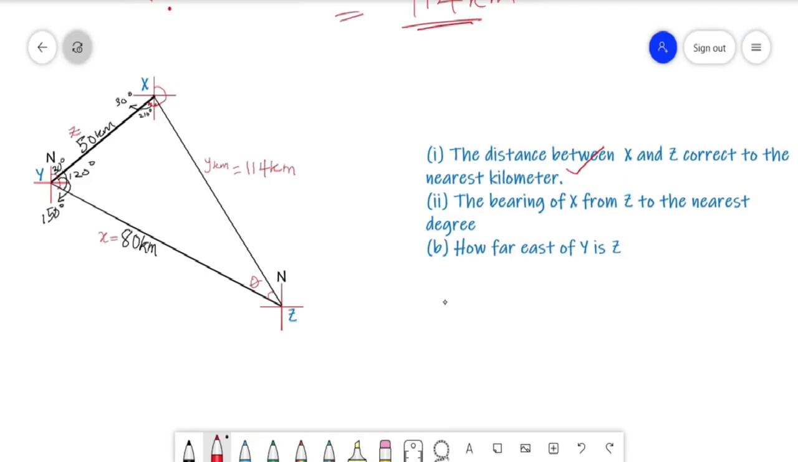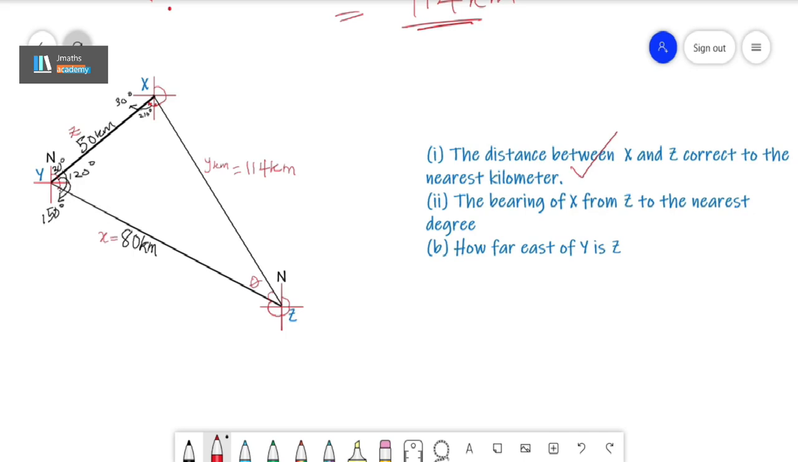The next question says we should find the bearing of x from z to the nearest degree. Moving from the north direction, we move to east is 90 degrees, to south 180 degrees, to west 270 degrees, and then if we move to the north direction, we can see that this angle here is alternate to this angle.